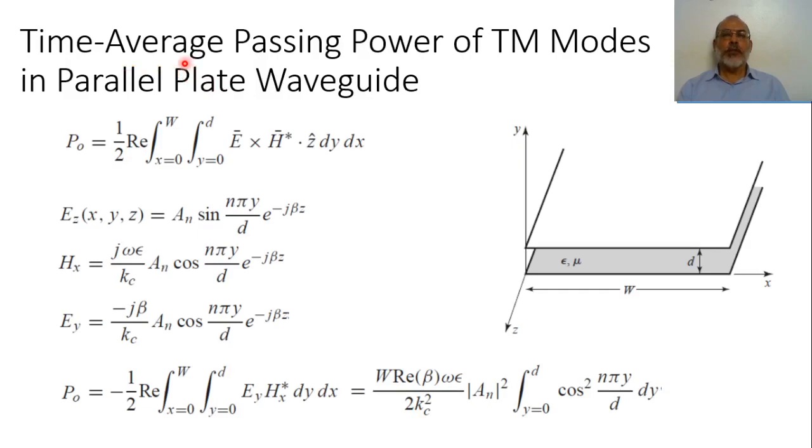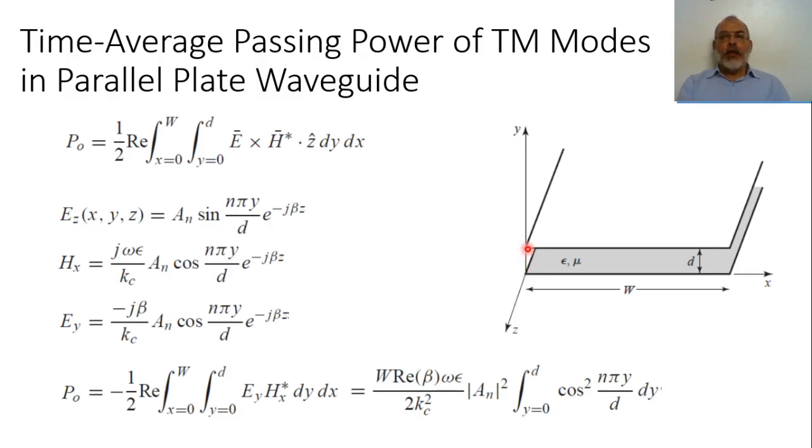Effectively, the time average power can be obtained from the Poynting vector as P0 equals half the real part of E cross H conjugate. Because we are interested in the power propagating in the Z direction, it would be E cross H conjugate dot z, such that we are taking the Z component of the Poynting vector, and this represents the power density. To obtain the total power, we integrate over the cross section of the waveguide, dx dy, where x is from 0 to w and y from 0 to d.